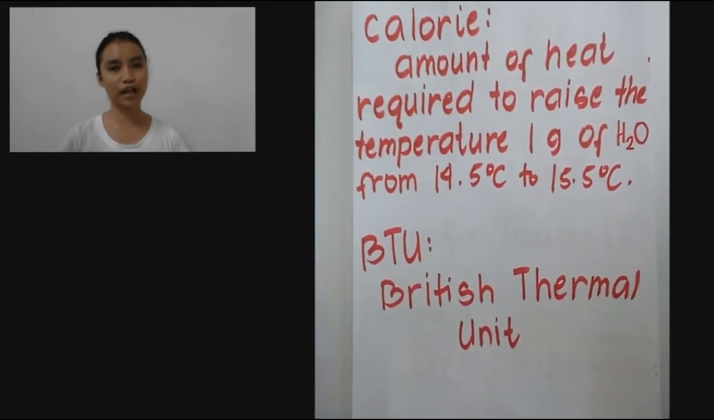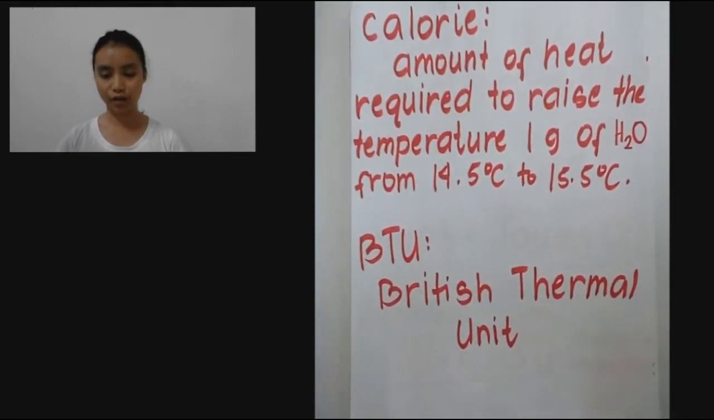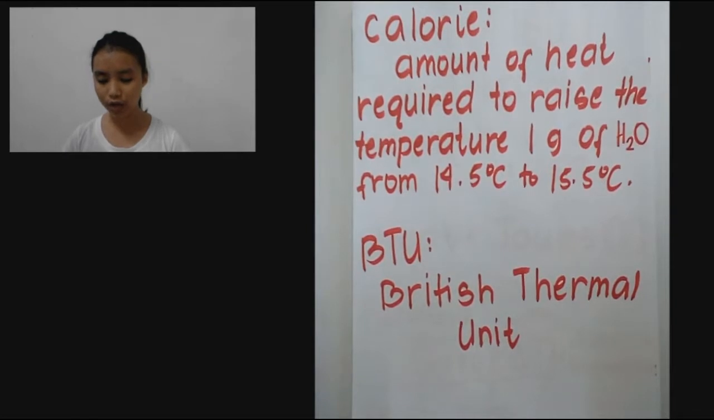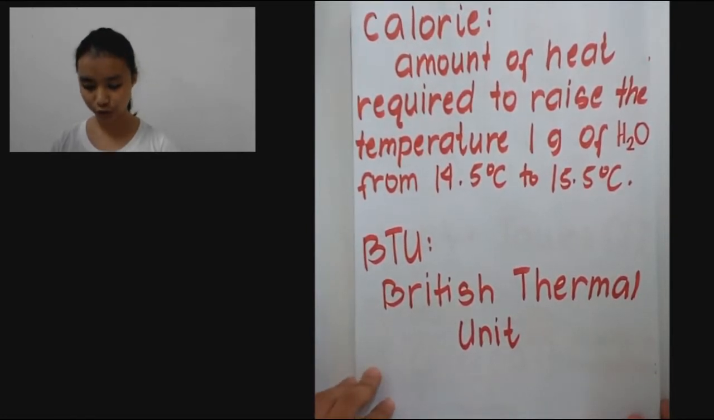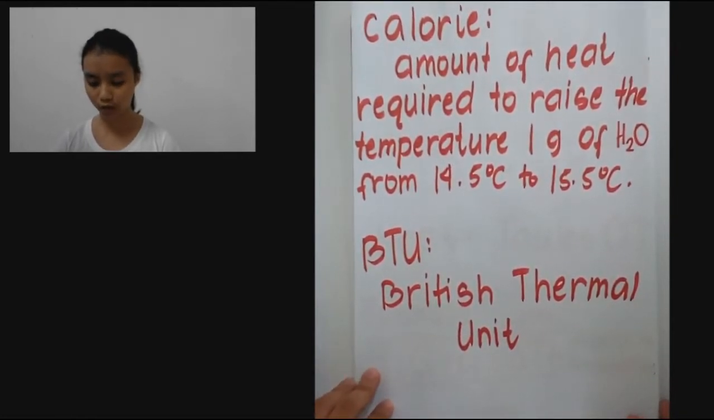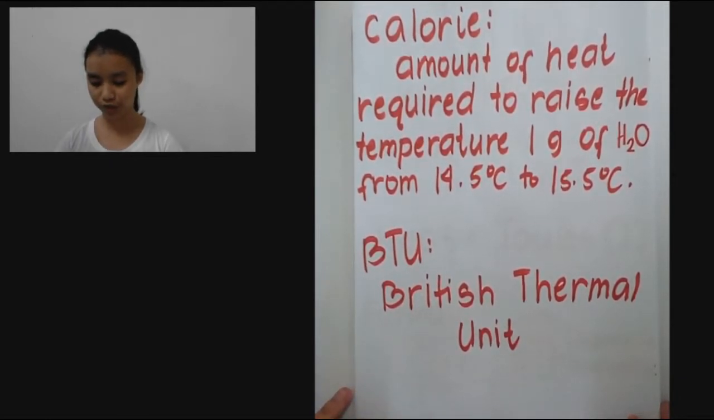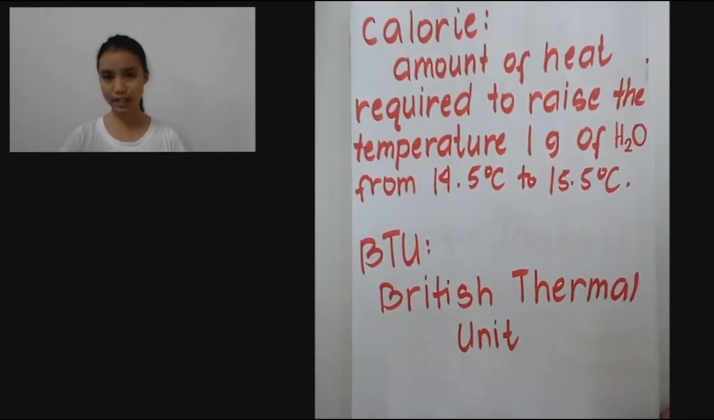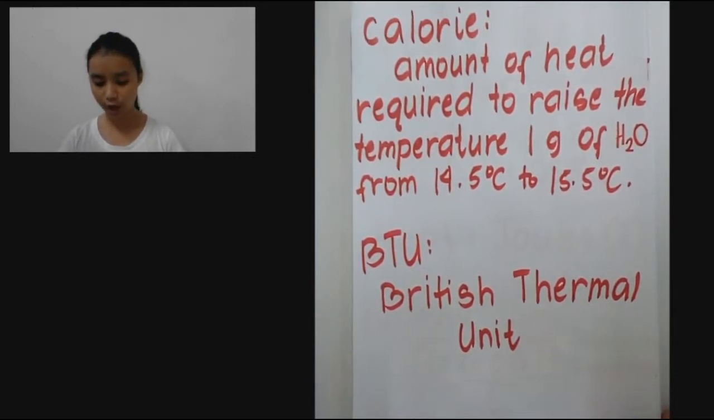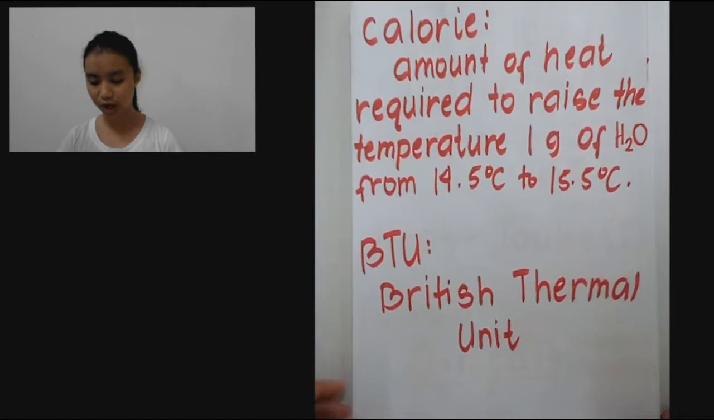So we can define the unit of heat by the calorie. What is a calorie? A calorie is the amount of heat required to raise the temperature of 1 gram of water from 14.5 degrees Celsius to 15.5 degrees Celsius. But if our unit is in Fahrenheit or British units, it is called the BTU, or the British Thermal Unit.